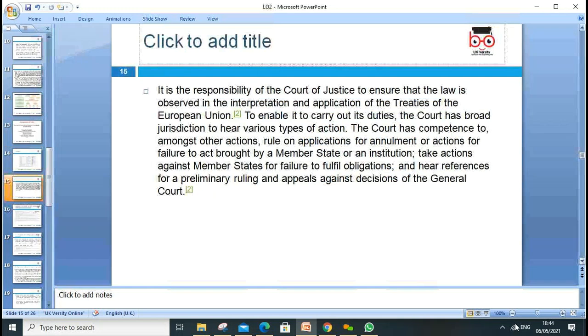Okay, then these are the judges who used to represent, and the presidents of the European Union in these countries in these years.